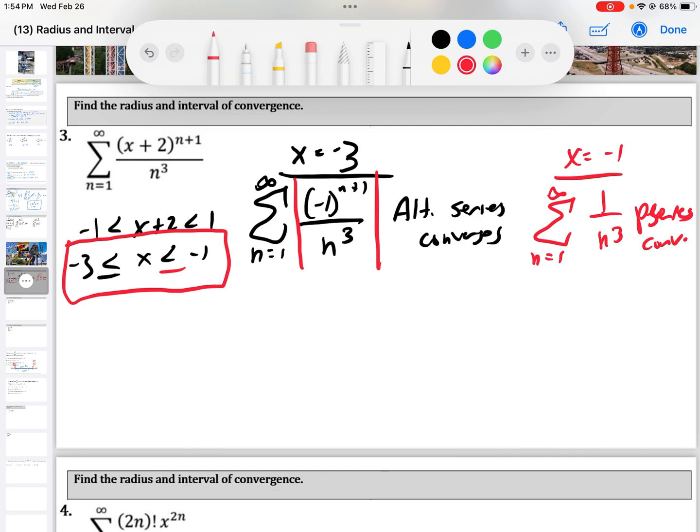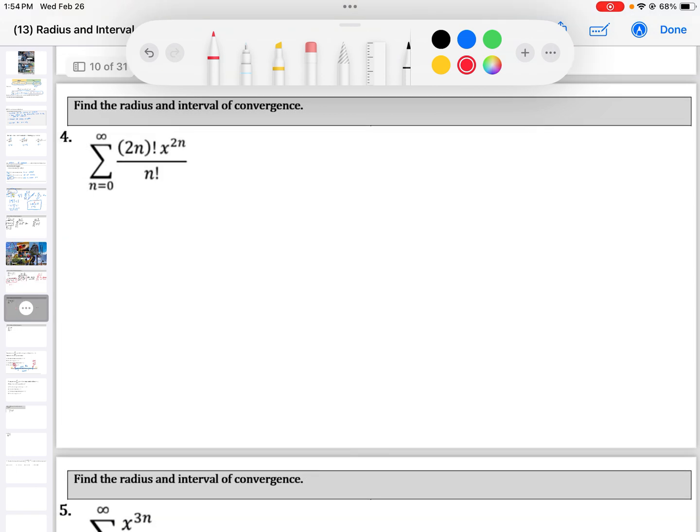Oh, that's terrible. All right, so I include both of the edges this time. So the interval of convergence are all the numbers in between -3 and -1, including -3 and -1. And the radius of convergence would be 1. All right, let's keep going. Okay, let's see what else could happen here.